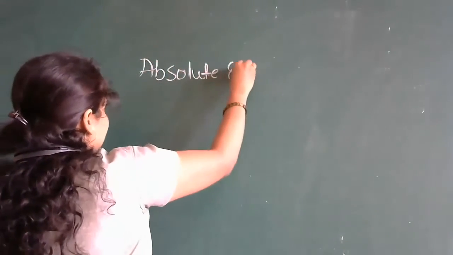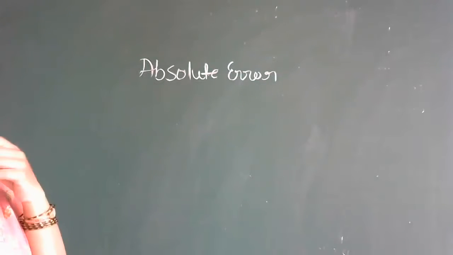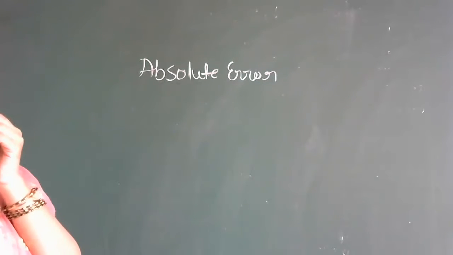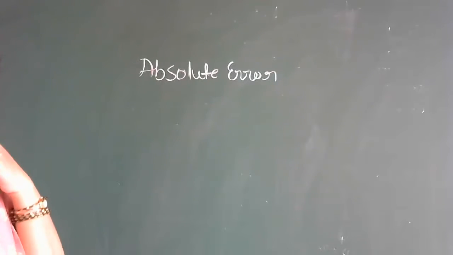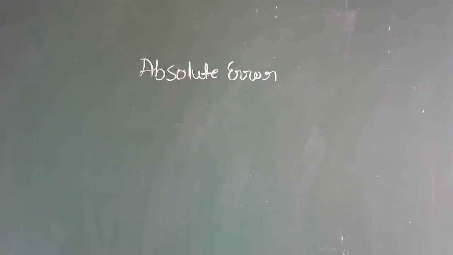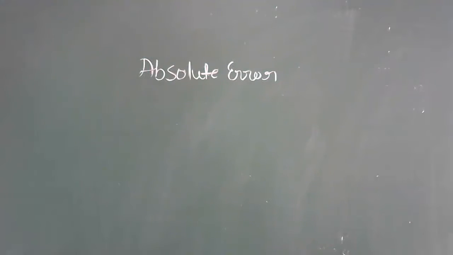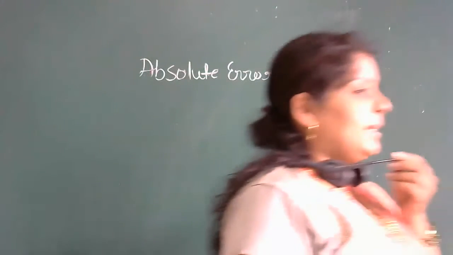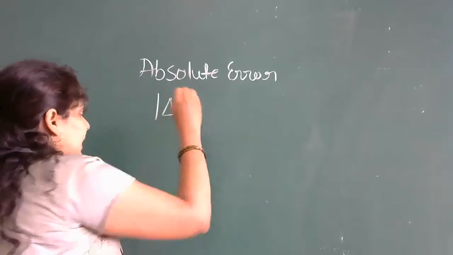Absolute error. So what do you mean by absolute error? This absolute error is denoted by, anybody remember how this absolute error is denoted? How is it denoted? Delta. Mod delta A. It is denoted by mod of delta A.